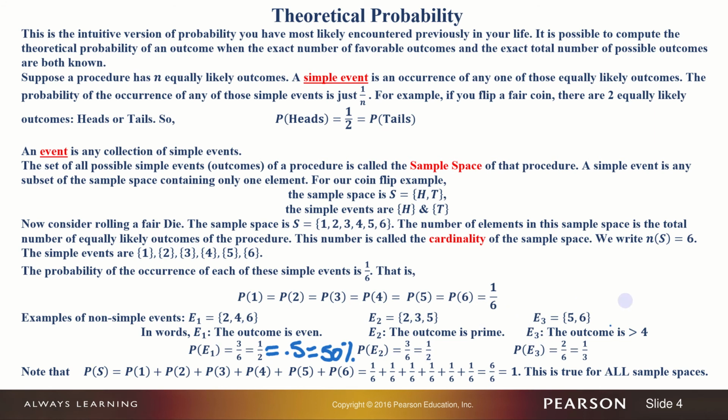Now, here's another example of a non-simple event. What if we want the outcome to be greater than 4? When we look at this set of all possible simple outcomes, we notice there are 2 simple outcomes whose value is greater than 4, and that would be 5 and 6. So in mathematical notation, we would write E3 equals the set containing 5 and 6, and the probability of that event E3 is just going to be the number of simple events in it divided by the total number of possible events, so it'll be 1/3, right?